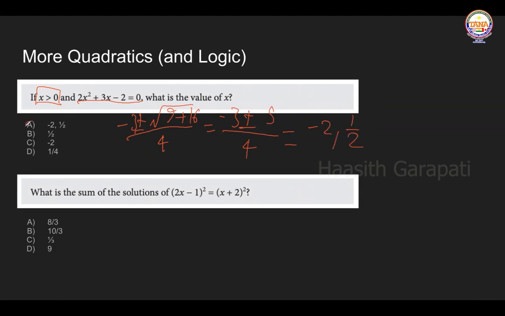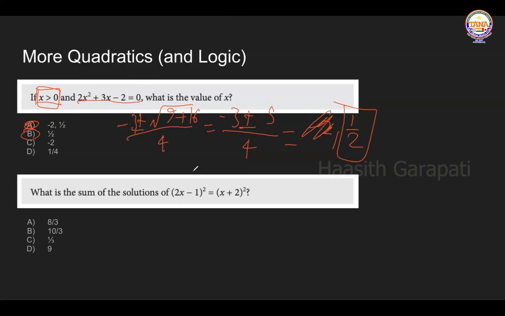Now you might think, oh, A is the correct answer, right? No, remember, x has to be greater than 0. -2 is less than 0, so we can't use -2, we can only use 1/2. Therefore, B is the correct answer.